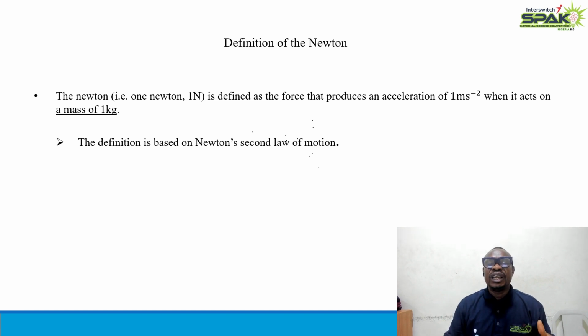Newton, once again, is defined as the force of 1 Newton that produces an acceleration of 1 meter per second squared when it acts on a mass of 1 kilogram. So the definition is based on Newton's second law of motion.